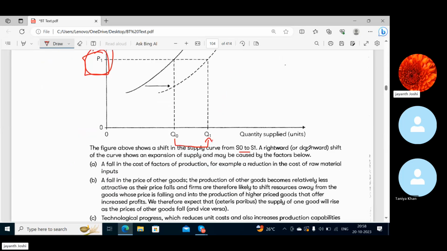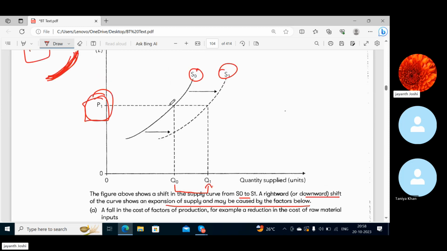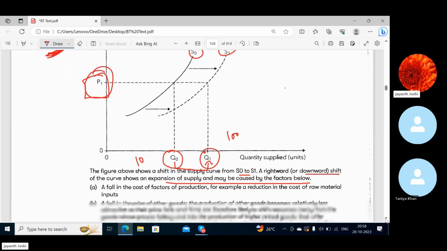A rightward or downward shift of the curve shows an expansion of supply and may be caused by the factors below. So the supply has increased. That means the quantity supplied was 10 units, and now the quantity supplied is 100 units. And how has that happened? In the demand curve, I gave you an example, but let's see the textbook version. I can give the example here also.